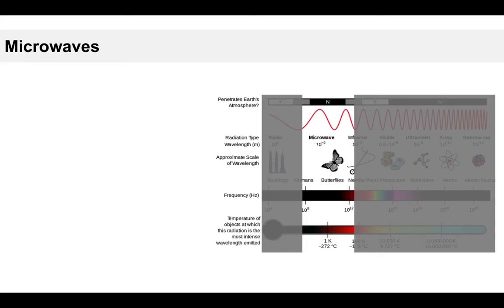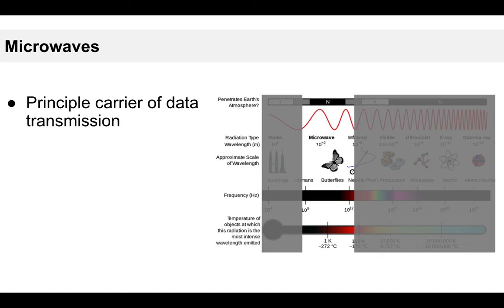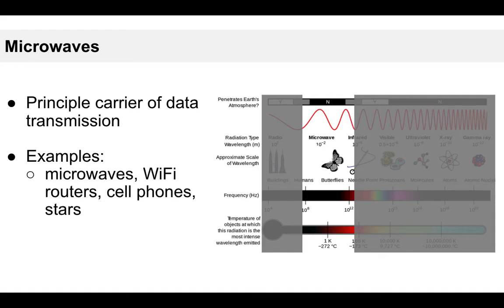Next, we have microwaves. And microwaves are really like the principal carrier of data transmission within our Earth system. If we didn't have microwaves, we wouldn't even be having this conversation through the computer right now. So some examples are, surprise, the microwave box in your house. It uses those microwaves.